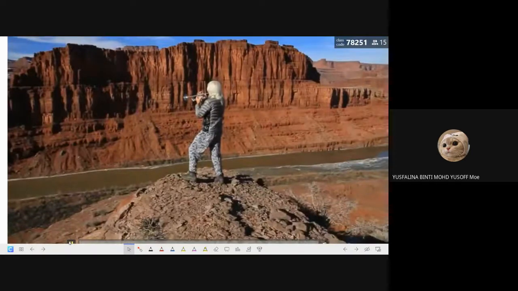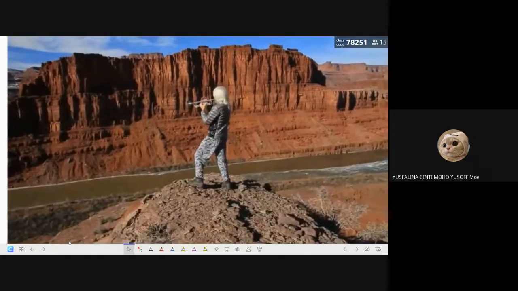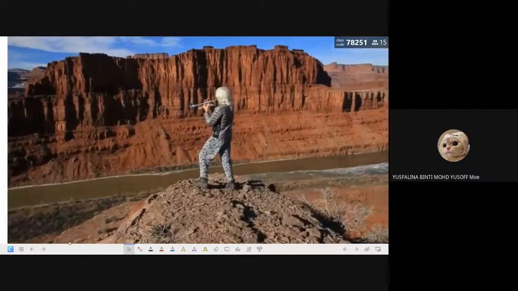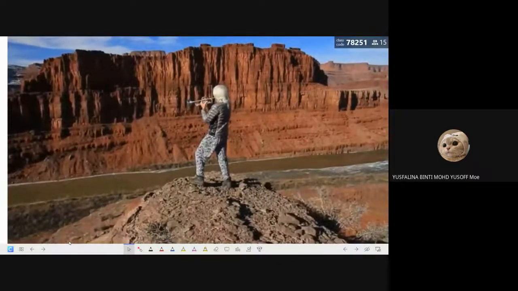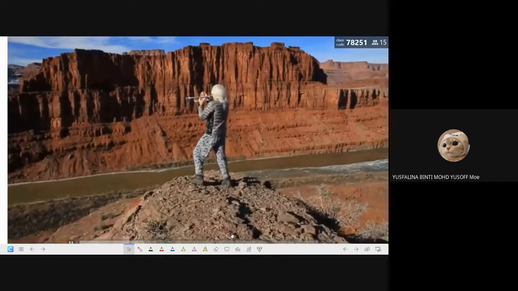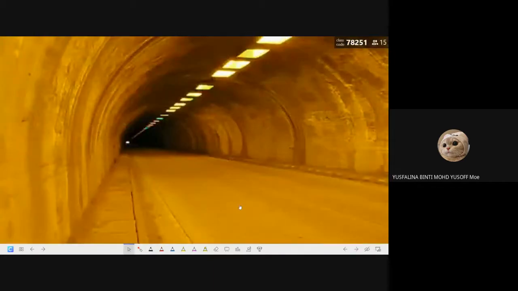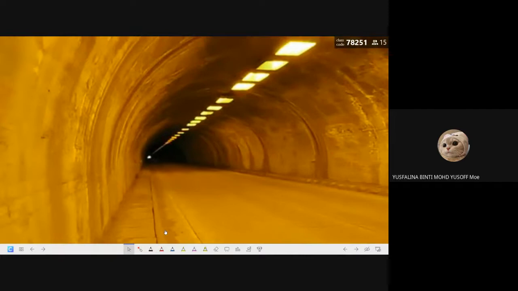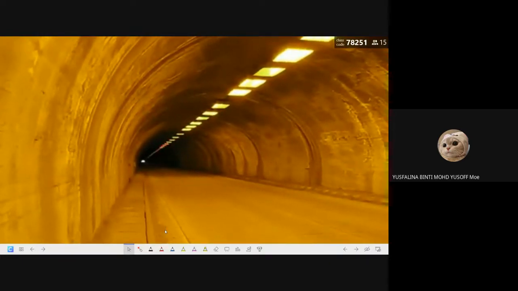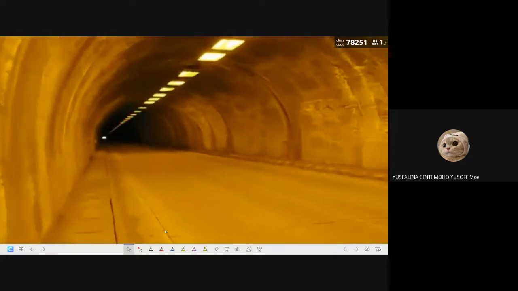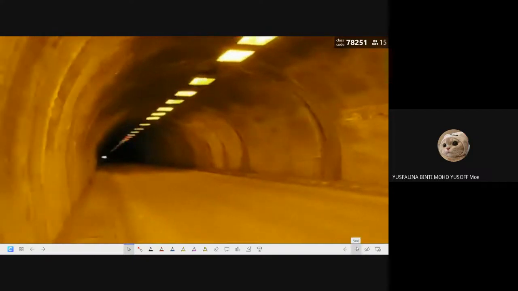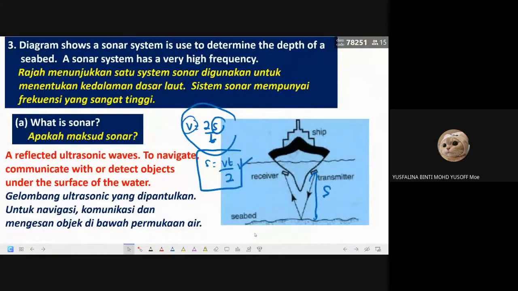All right. So this is an example of echo. This is inside the tunnel. This is another example of echo. All right, so let's move on to the next part.